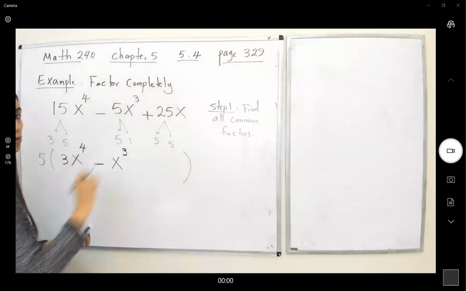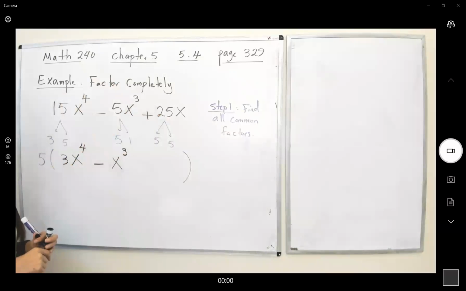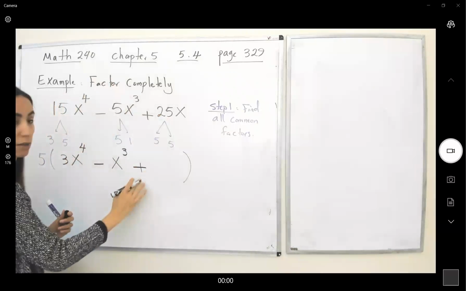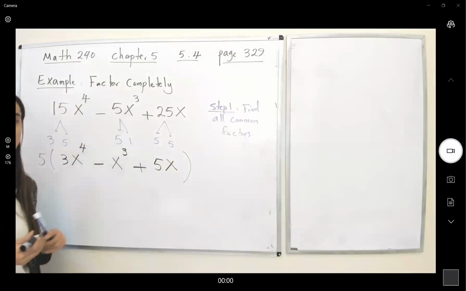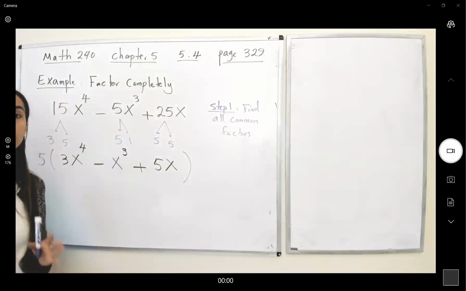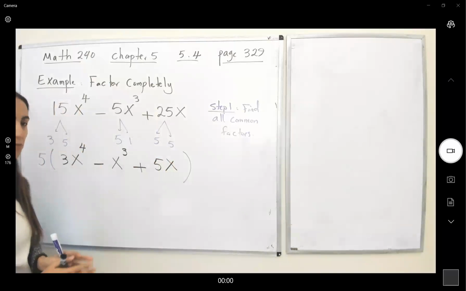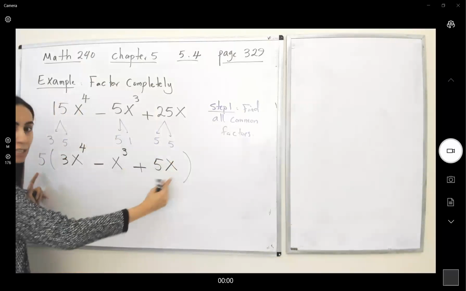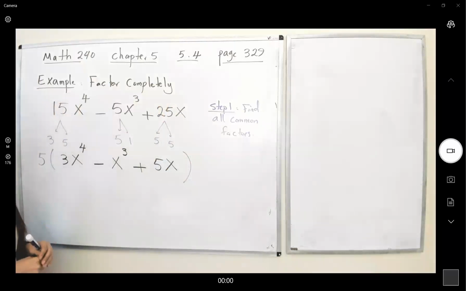Now, in 25, I have 5 times 5. 5 divided by 5 gives you 5. So since the operation is addition, I'm going to copy down the operation. I'm left with 5 times x. Note that you can always check your factorization. You can distribute this 5 back into parentheses and get your original expression.